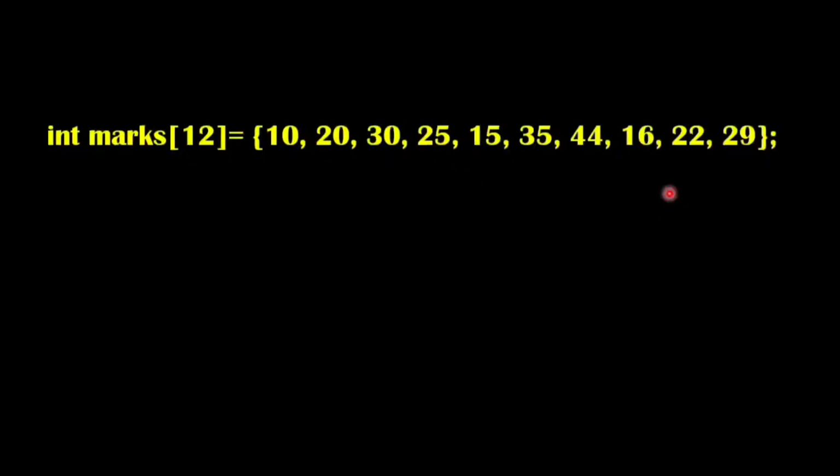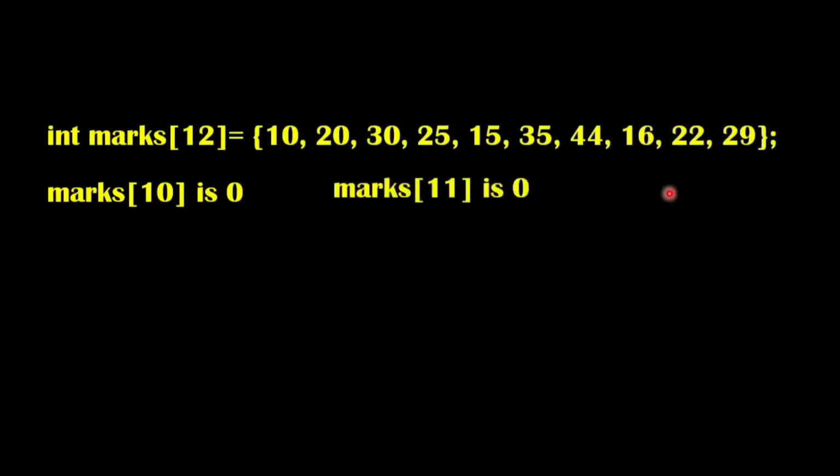So what will it do? It will just assign marks of 10 as 0 and it will also consider marks of 11 as 0, because we have not given a value for marks of 10 as well as marks of 11. If you have not assigned the value, it will take it as 0.